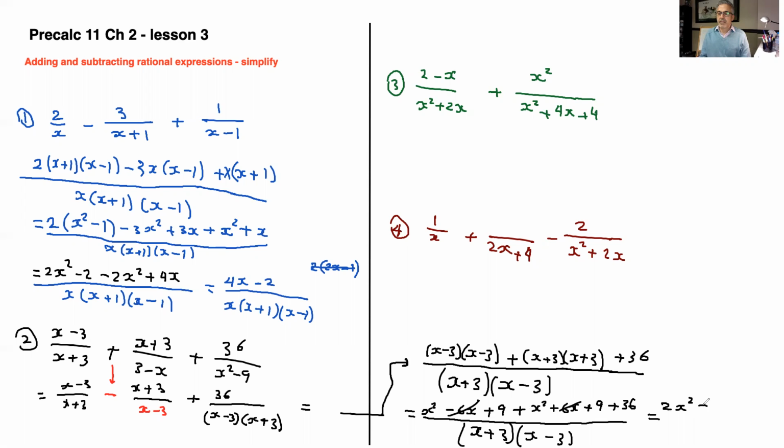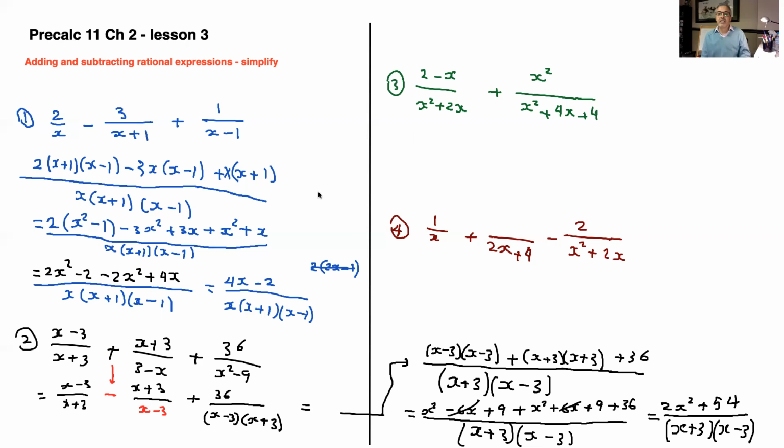So that's plus 54 all over x plus 3, x minus 3. That's your final answer. The next one is example number 3.